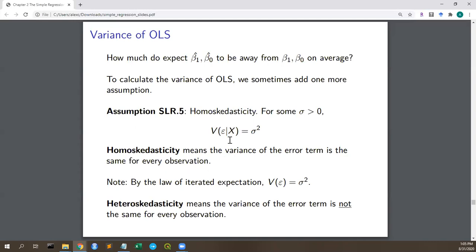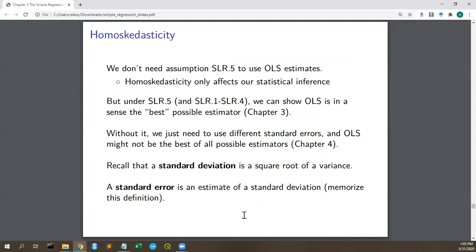So we can rewrite this as the variance of epsilon has to equal some constant number. It doesn't matter what that number is, it just has to be constant and not vary with x. So heteroscedasticity is the opposite of homoscedasticity, where the variance of the error term is not the same across the x values.